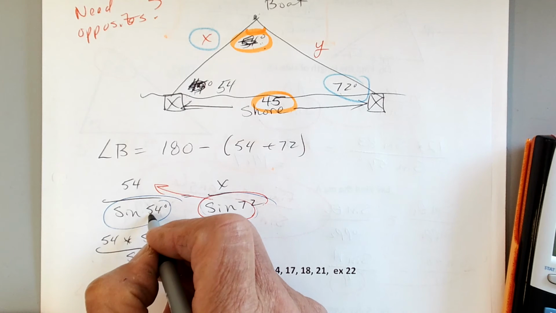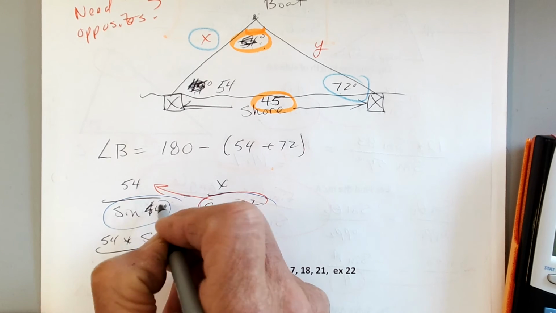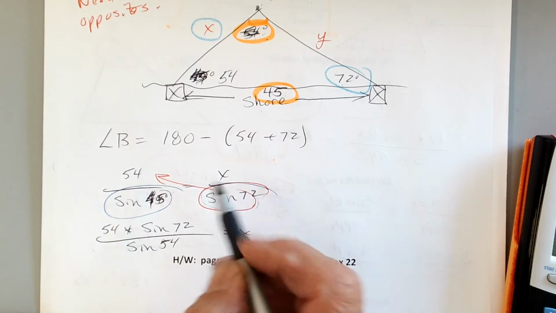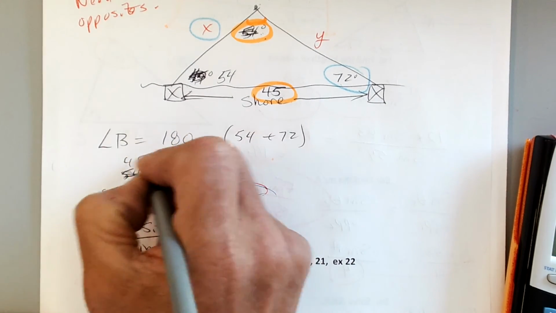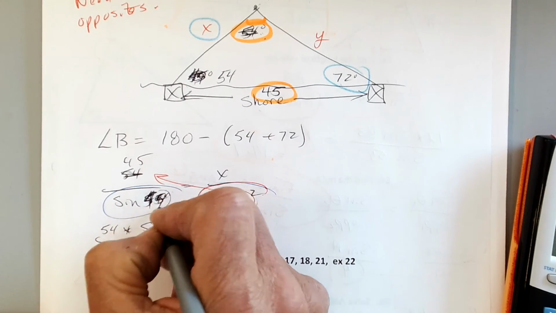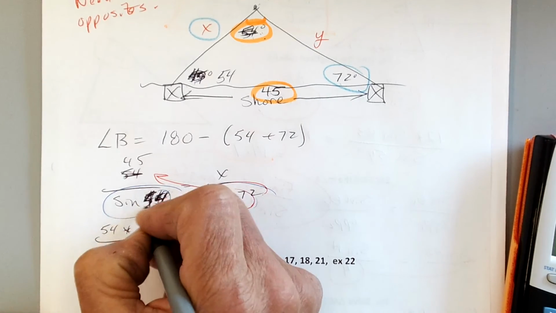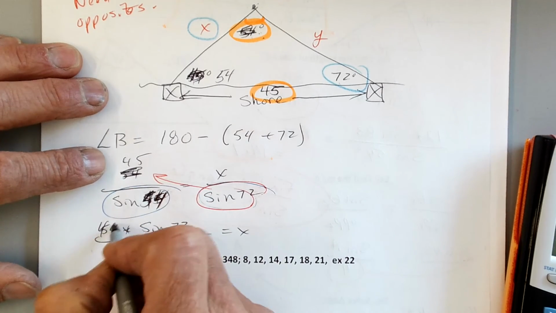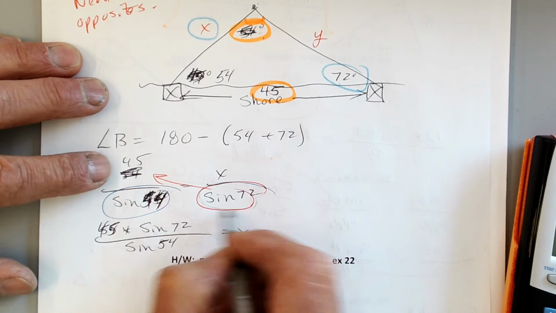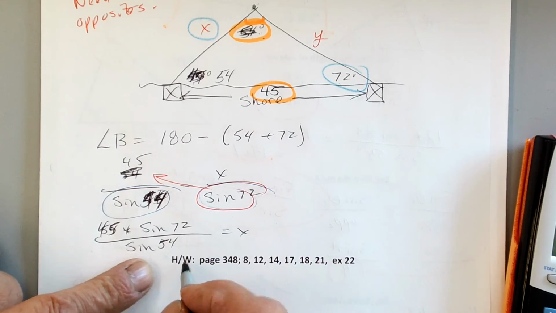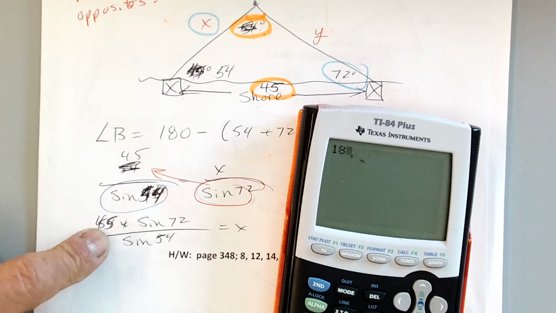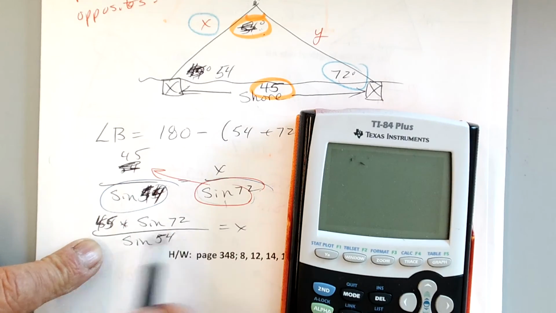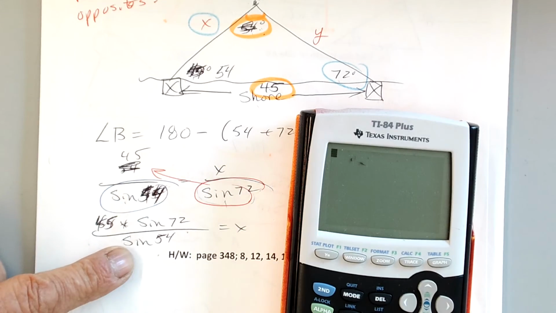So this is 45 over sine of 54. Oh my God, you guys are killing me. Okay, thanks, you guys. So this should be 45 sine of 72 divided by sine of 54. Is that right, Zoe? There you go. 45 sine of 72 over sine of 54.